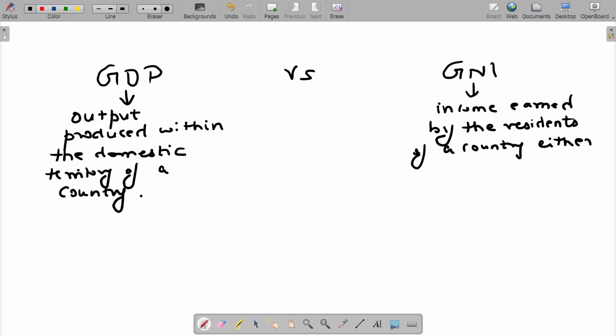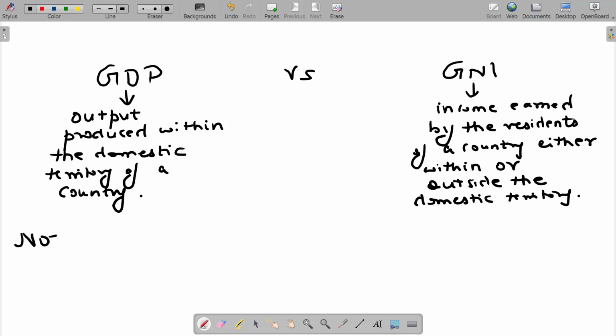Either within or outside the domestic territory. And I'm making all students write a note. What is a resident? You should also know it perfectly in terms of the concept.